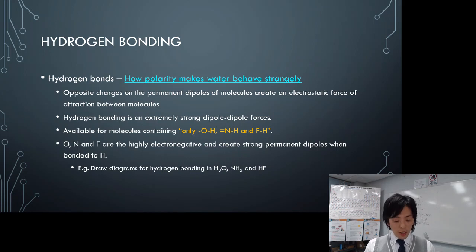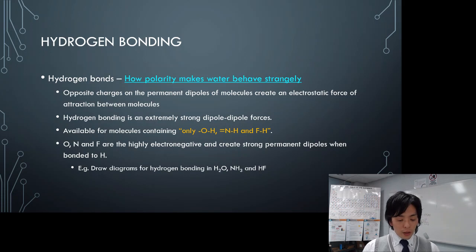Okay, so for hydrogen bonding, you need to look for OH, NH, or FH. O, N, and F, those three are found in the periodic table far right at the top, meaning they have higher electronegativity, and they create very strong permanent dipoles when bonded to hydrogen. Hence, you call that hydrogen bonding.